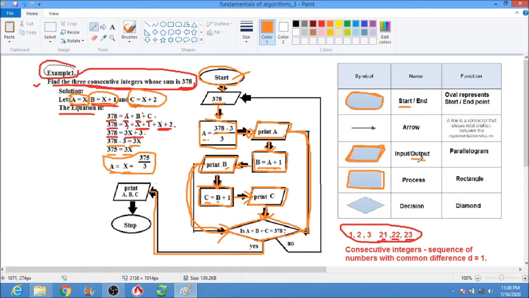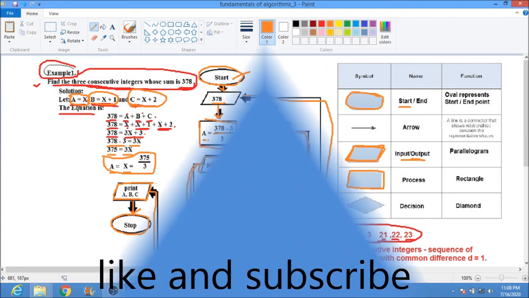If yes, then go to another output, which is your parallelogram, print A, B, C, and go to stop. If the system collapses, say for example the answer is no, the computer decides that it is no, then go back to the second step.